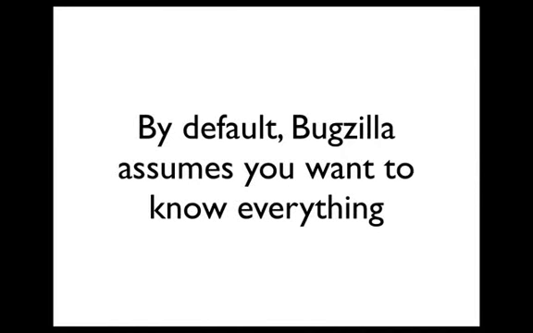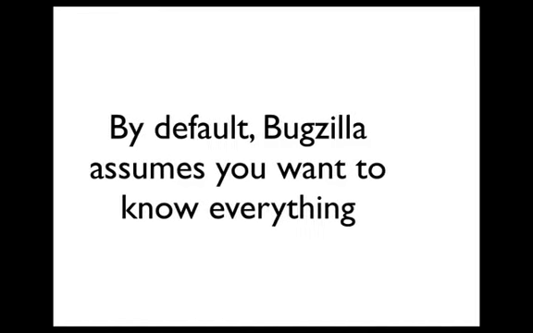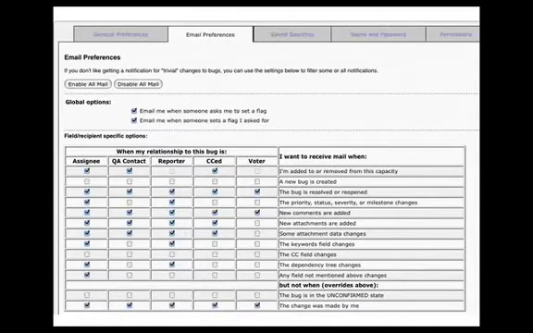By default, Bugzilla assumes that you want to know everything about every bug that you are in any way related to, and you do not. If you go back into your user preferences, there's a tab called Email Preferences, and when you look at it, you'll see this very daunting table because clearly, as you've learned by this point, Bugzilla is the land of very daunting tables. Nevertheless, what this does, if you take a second to understand it, is say, okay, based on my relationship to the bug, here's when I want to get email about it.